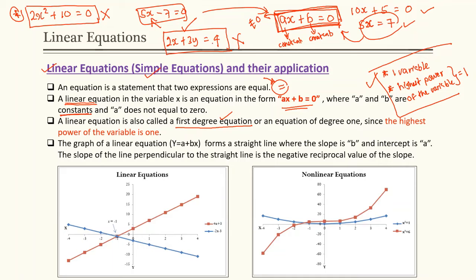For an equation to be a linear equation, we need to satisfy both of these two criteria. There should be only one variable and the power of that variable should be equal to 1. Okay.